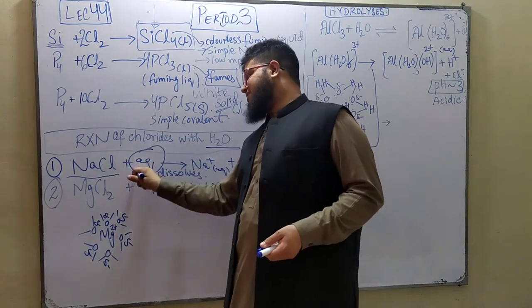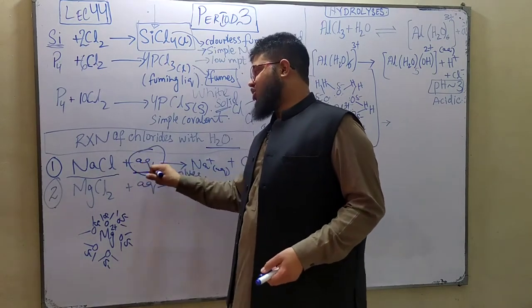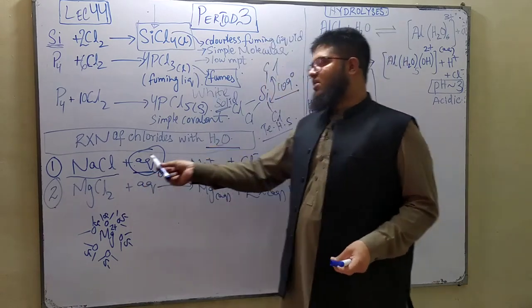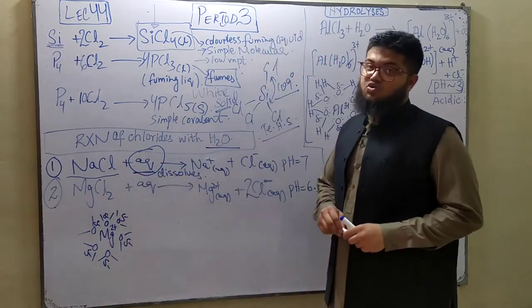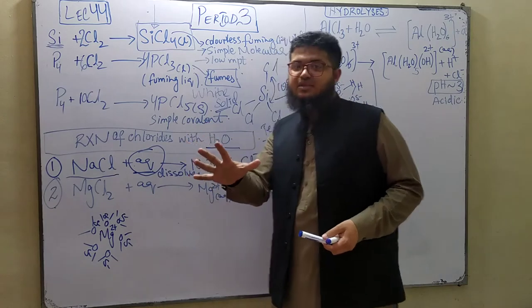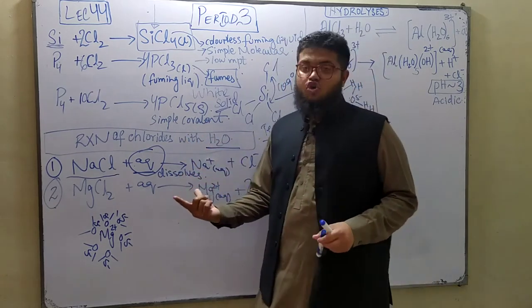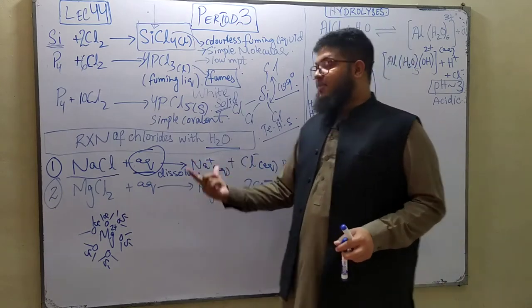Excess water is represented as aq. This is aq, aqueous. Then you'll get the sodium chloride. Since it is ionic, when it is added to water, it dissociates into its ions. It forms positive cations of sodium and negative anions of chloride, and both of them are aqueous.